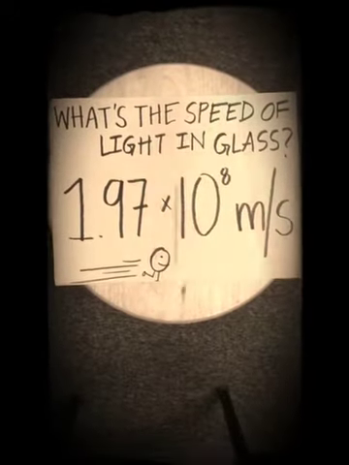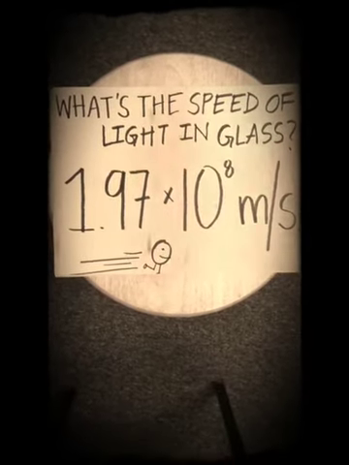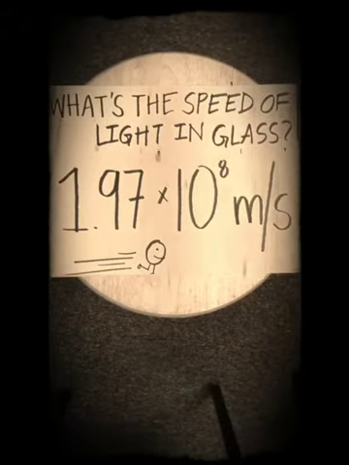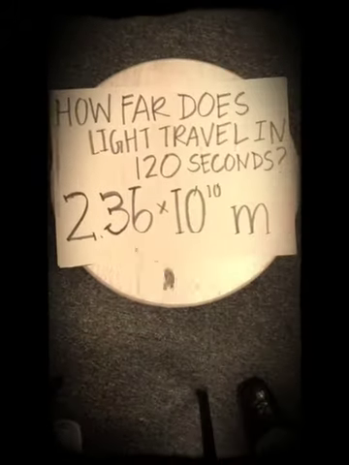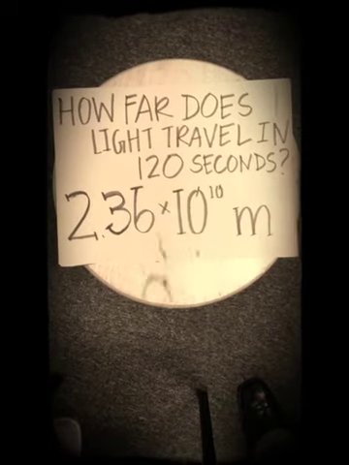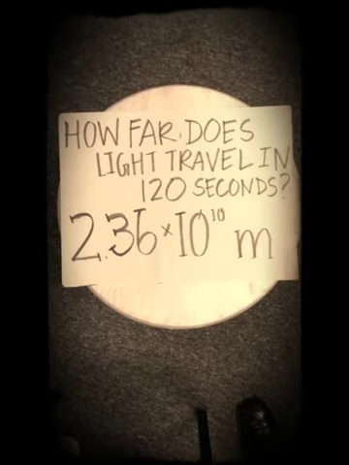Recapping the answers to the questions. What is the speed of light in glass with an index of refraction of 1.52? We get the answer of 1.97 times 10 to the 8th meters per second. Recapping the answer for question B, how far does light travel in 120 seconds? We got the final answer of 2.36 times 10 to the 10th power meters.